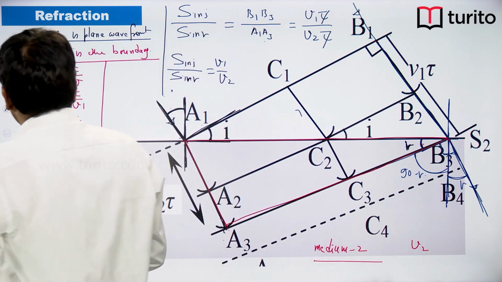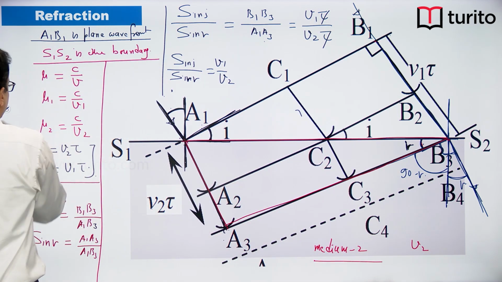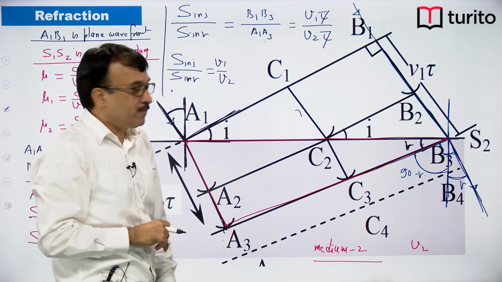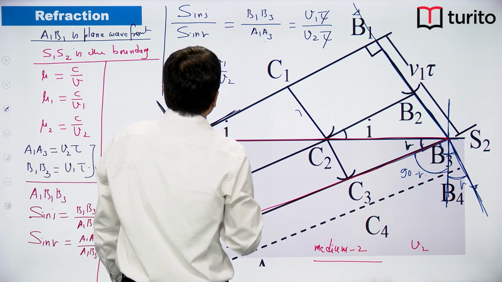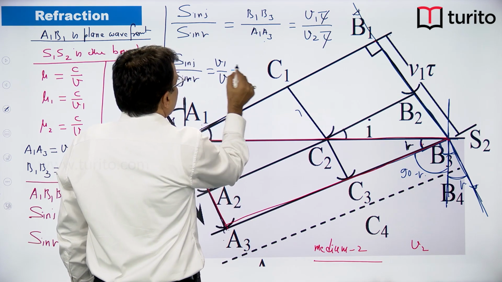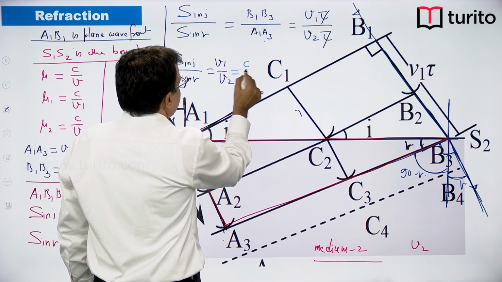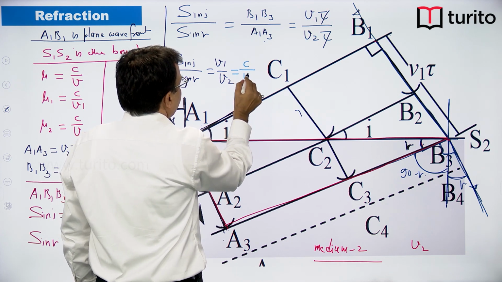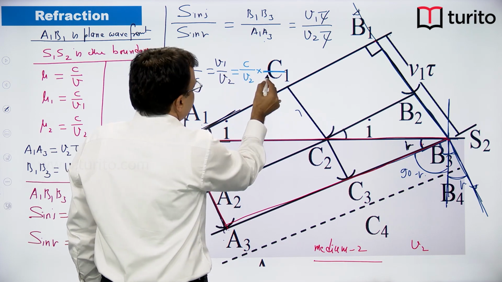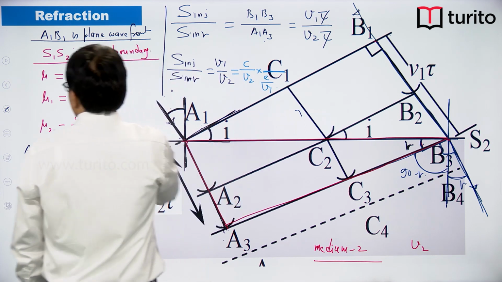Okay. But I think not all of you understood how I can say that this is Snell's law, because you know Snell's law in a different form. So what I do, I multiply it by c, the speed of light in vacuum, c upon V2, and I am bringing V1 here, c upon V1.